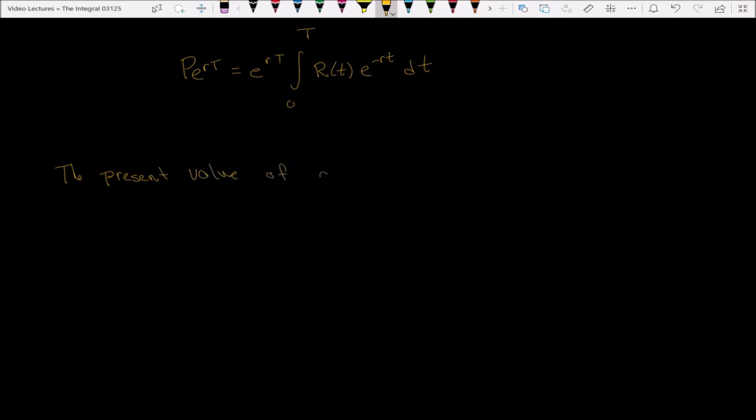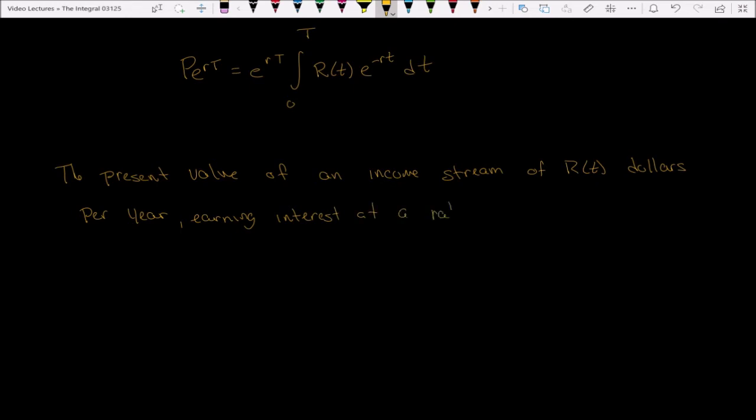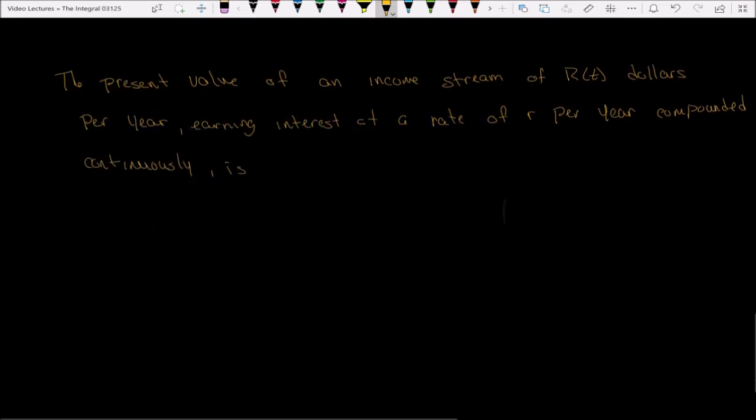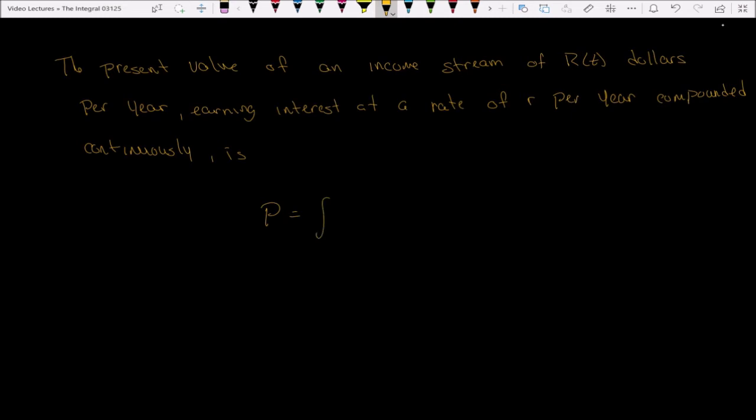value of an income stream of R of t dollars per year earning interest at a rate of little r per year, compounded continuously, is given by capital P equals the integral from 0 to capital T of R of t e to the negative rt dt.